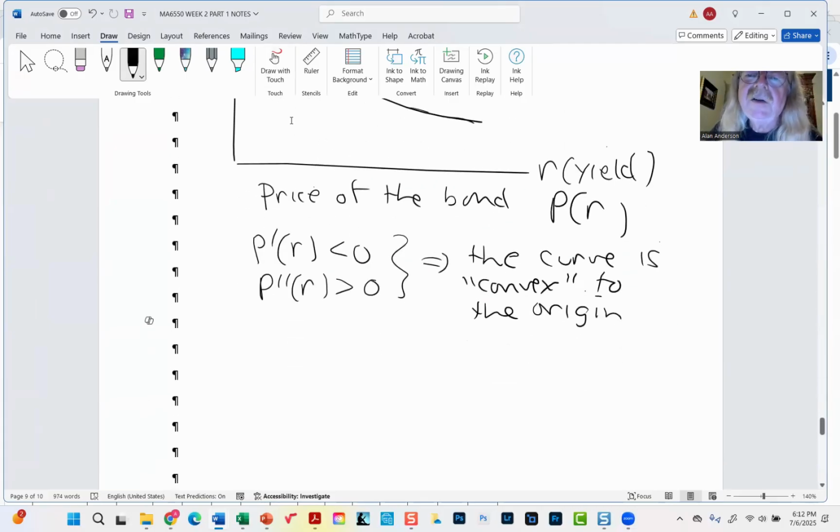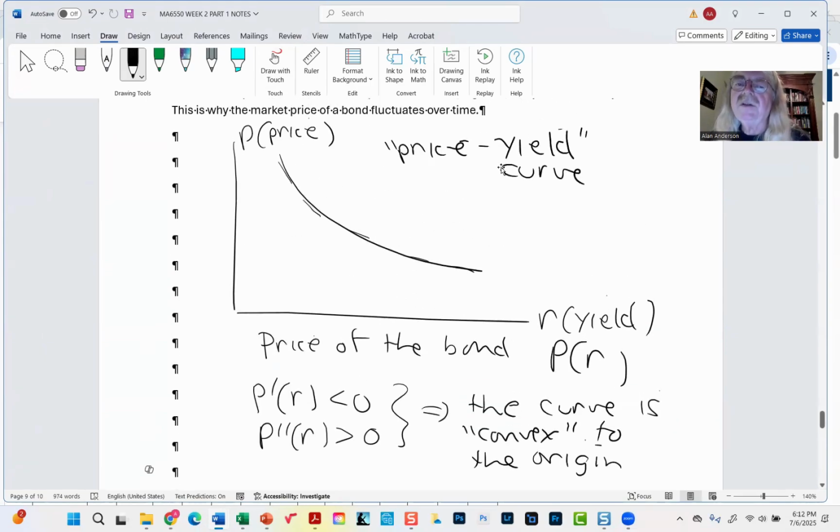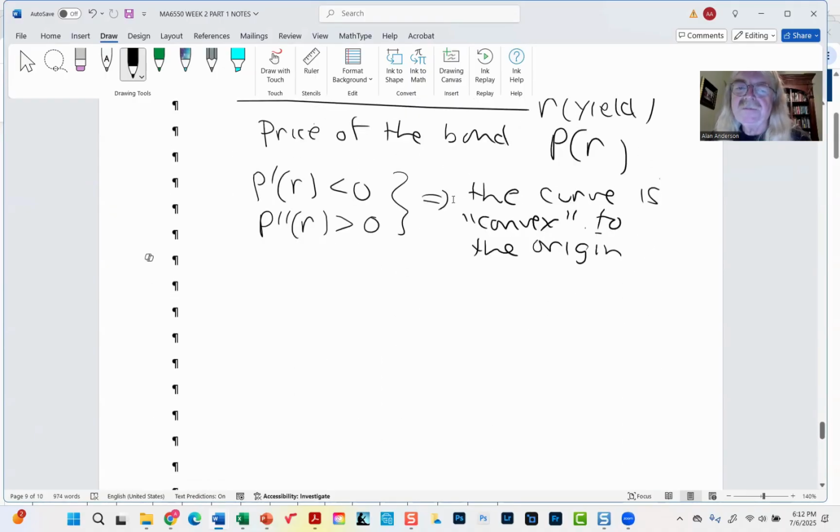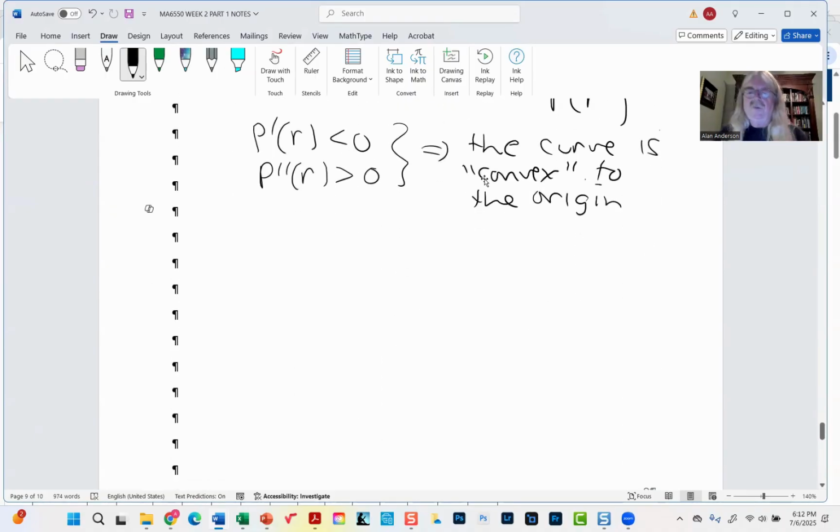Convex. Okay. Now we'll see when we start looking at the risk measures how important this proves to be. Now you might think, what's the big deal? This is actually very helpful to the bond investor. All right, here's why.